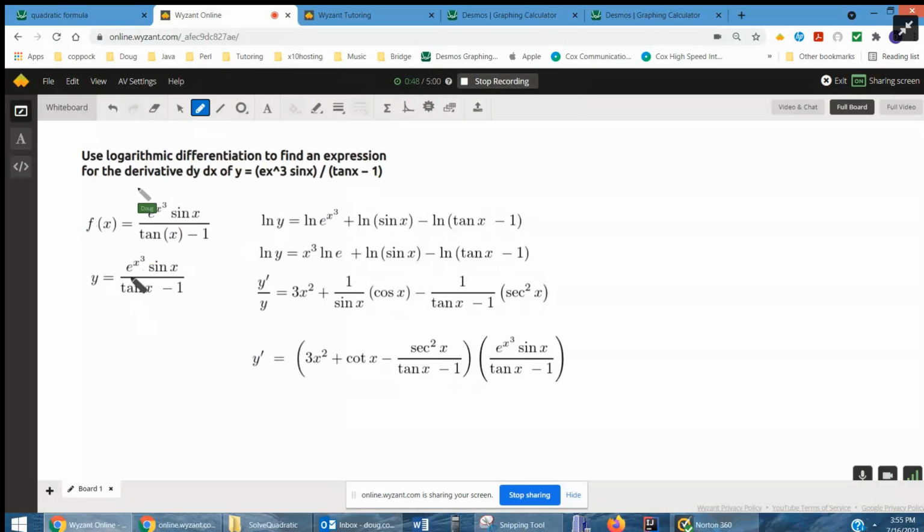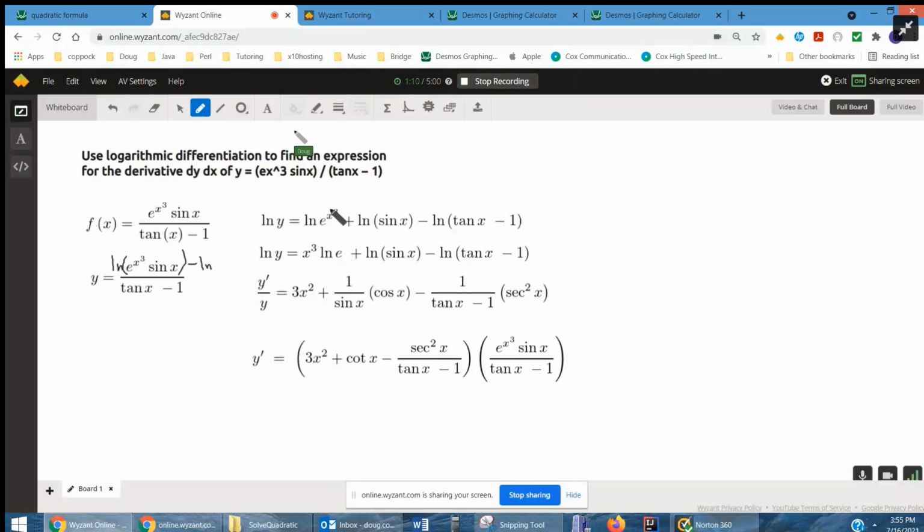Here I've got the log of this product, which is the sum of the logs. So I've got the log of e to the x cubed plus the log of the sine of x, and then also minus the log of the denominator because that's a quotient.